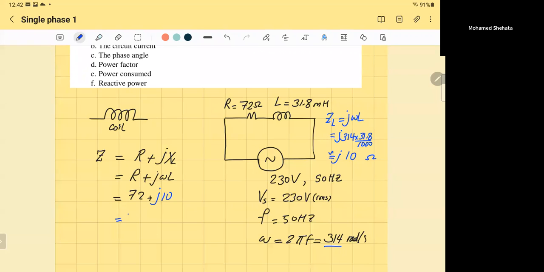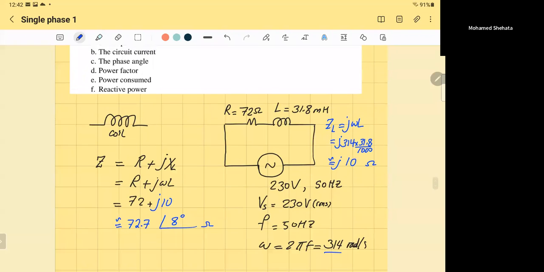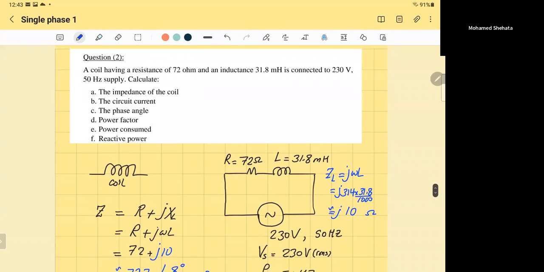So I have 72.7, and the angle is 8, ohm. That's always easy. It's always easy to do this step. Just get the impedance as a phasor. And I'll tell you now why I mean that. Now, that's A. We did part A. We found the impedance, the total impedance of the coil.